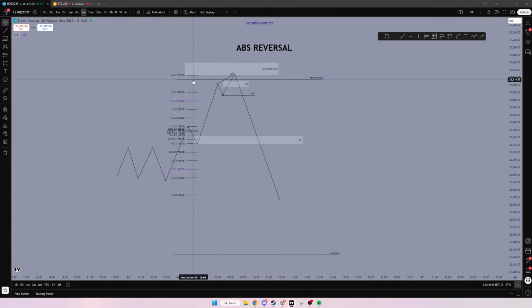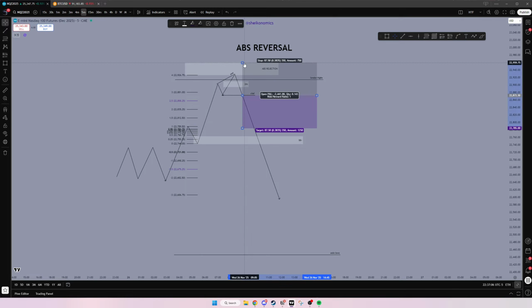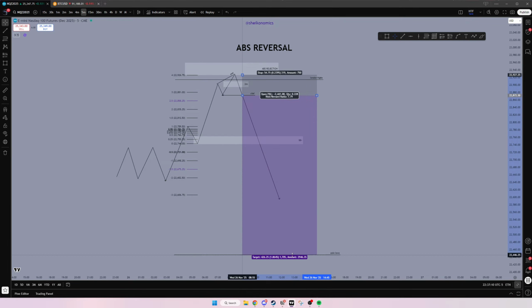Okay, so at this point, you have an ABS level aligned with your key level. You have internal SMT, inversion, CISD. So you have a lot of confluences aligned, and you have your high time frame draw below right here. So let's say you want to enter it after the CISD. You would enter right here, stop at the top, and you target whatever drawn liquidity you have below here. And we'll go over different types of entry and targets you can do too. But this right here is the basics of ABS reversal.